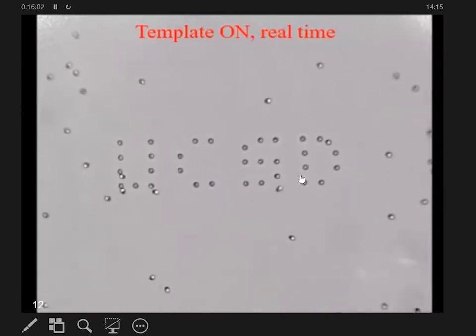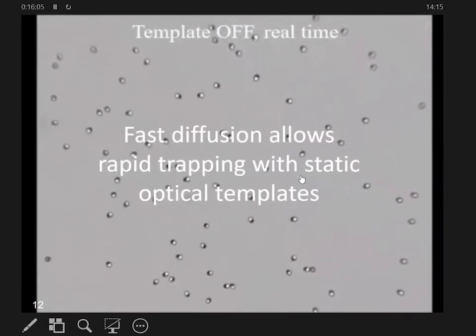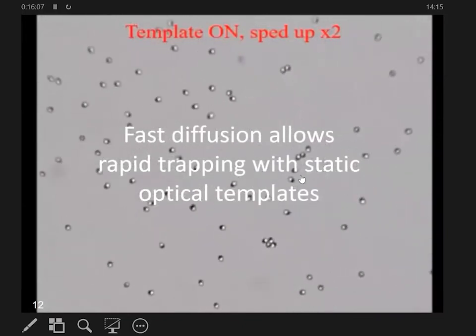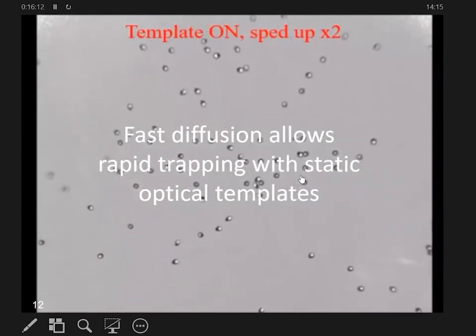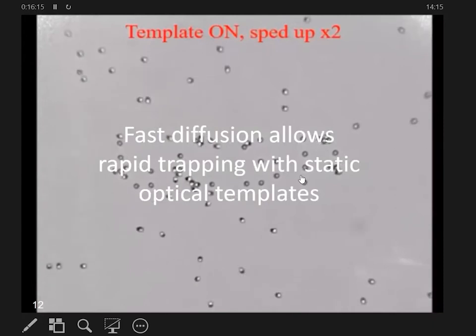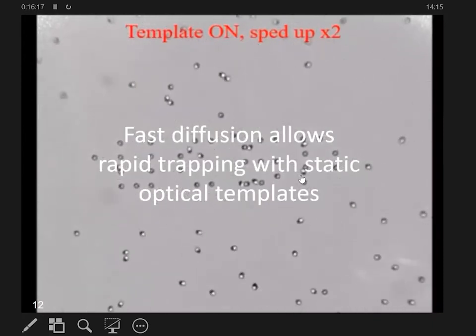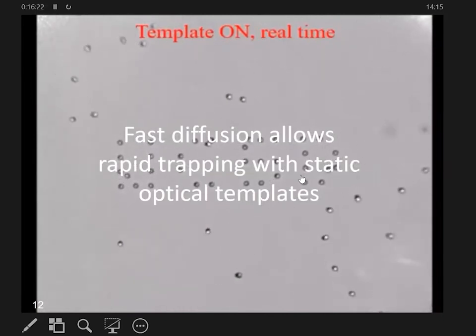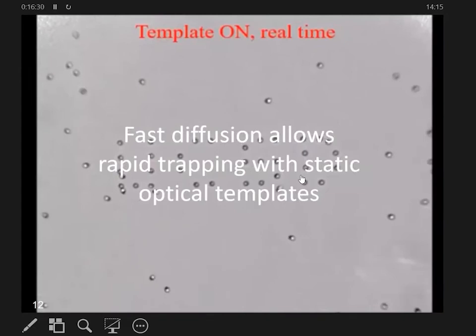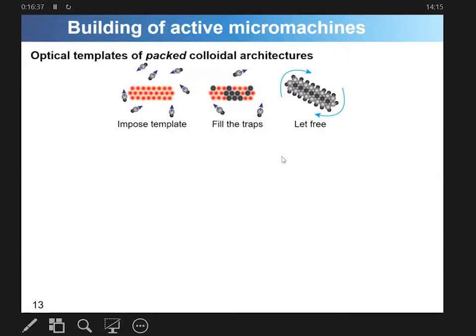Okay? And so the nice thing here is that you have a fast filling of the optical template where you don't have to move your optical traps. So you don't have to use a pick and place strategy. Since your swimmers are effectively diffusing very fast, you can fill the traps very fast as well, which would take much longer, at least if you were just waiting for the particles to fill the trap when they are at equilibrium.